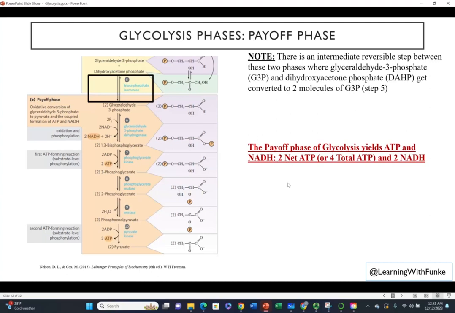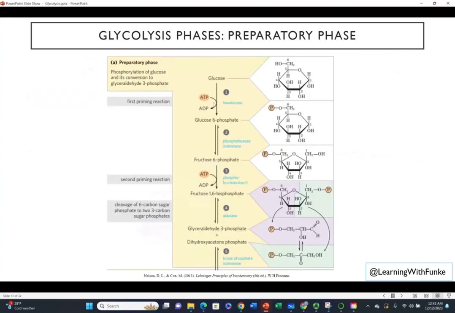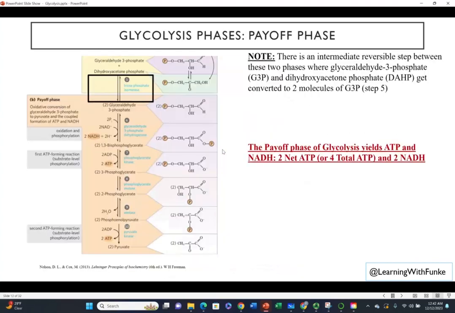net ATP. Okay. However, in the preparatory phase, we didn't have any NADHs or NAD pluses. Those pretty much come in the payoff phase. So here you see we have 2 NADH produced here. And so overall, we get a total of 2 net ATP and 2 total NADH from glycolysis.